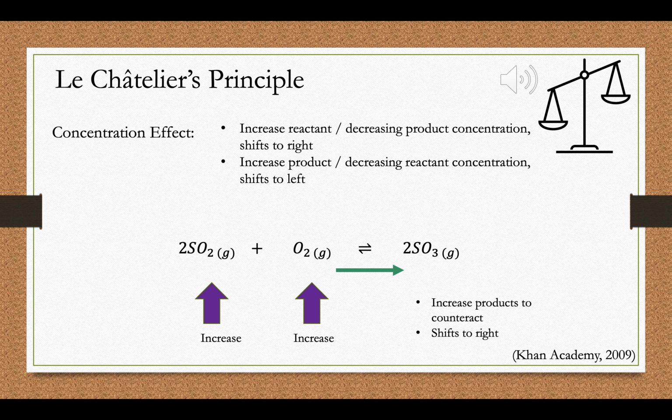First, we will look at the concentration effect. If reactants are increased, the reaction will counteract and shift to the right to produce more products and restore equilibrium. If the products are instead increased, the reaction will counteract and shift to the left to produce more reactants and restore equilibrium. Decreasing reactants will follow the same trend as if you were increasing products. As well, decreasing products will follow the same trend as if you were increasing reactants.